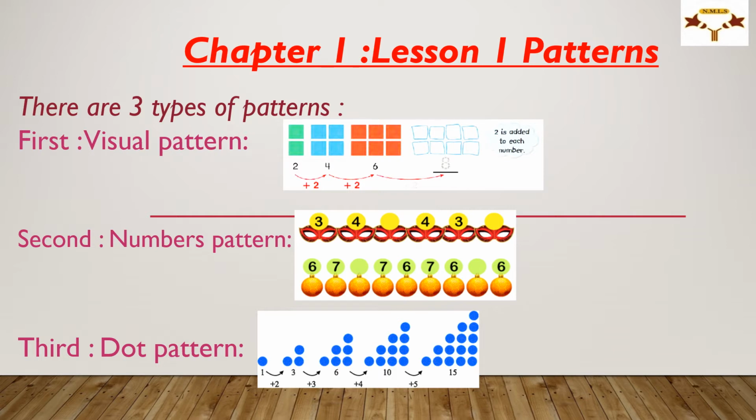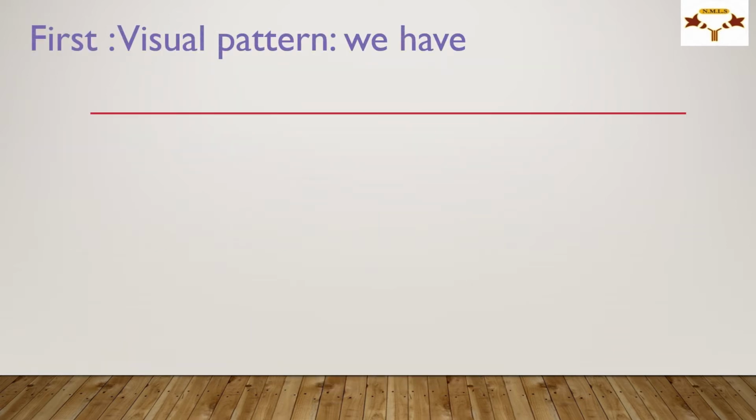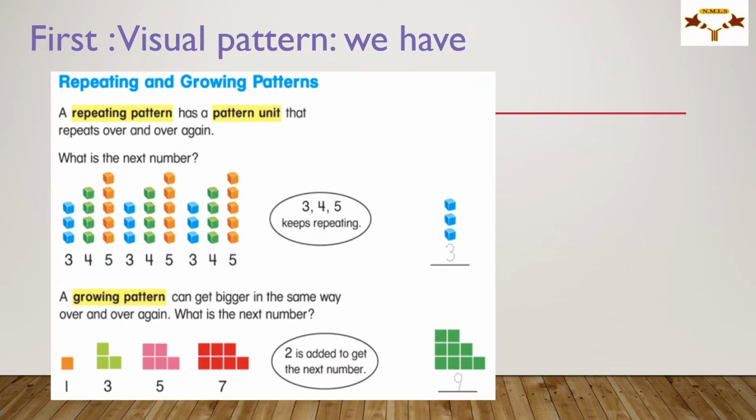So let's start with the first one. The first one is called visual pattern. In visual pattern we have two types. The first one is called repeating pattern. Repeating pattern is when you repeat something several times, like every day you wake up at 6 o'clock. This action you already repeated, so it's called repeated pattern. It's something you repeat.